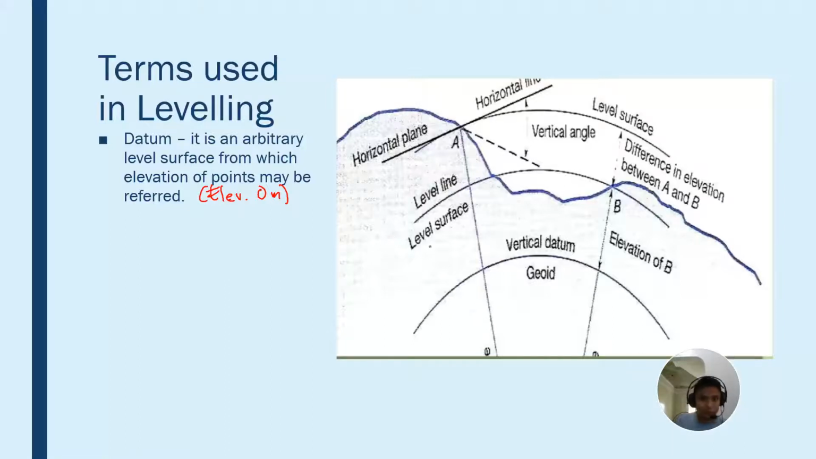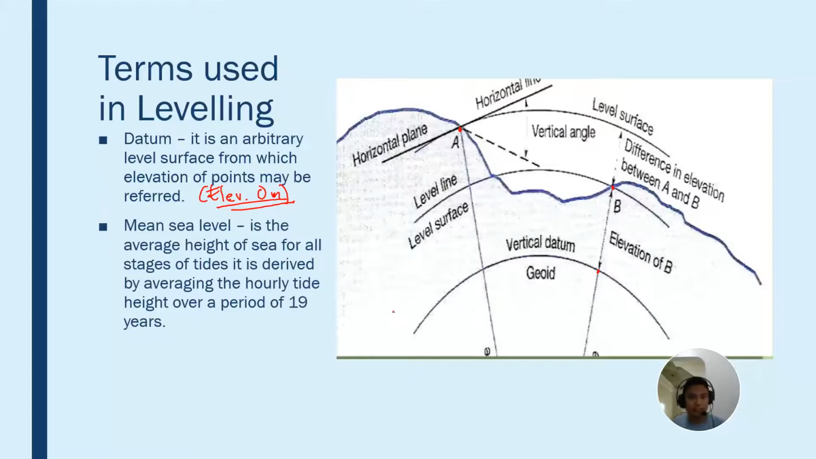So as you can see here, all we need to do is to determine the difference in elevation from the datum to that station in order for us to determine the elevation at point B as well as the elevation of point A.